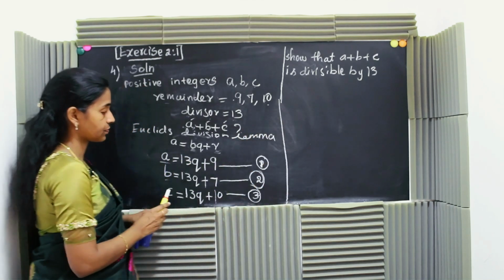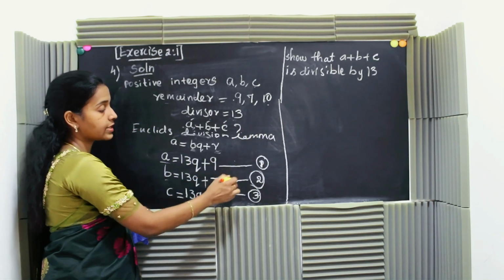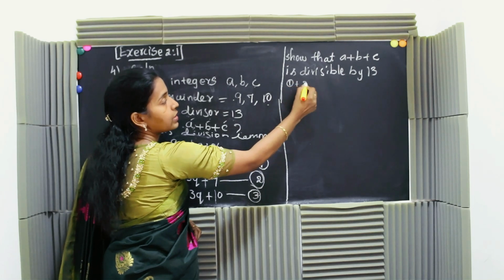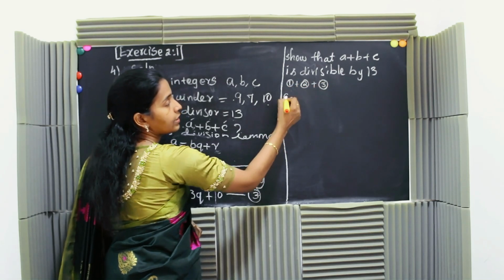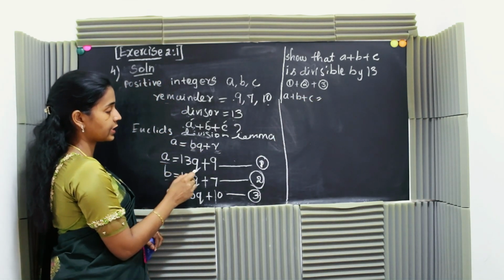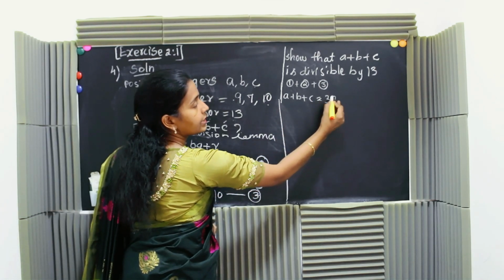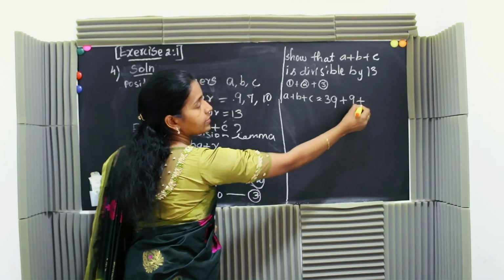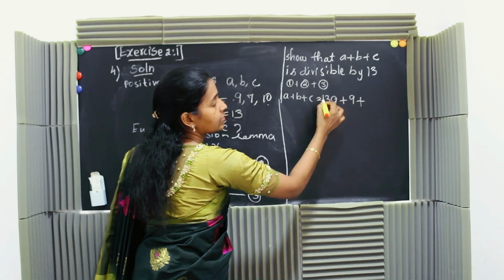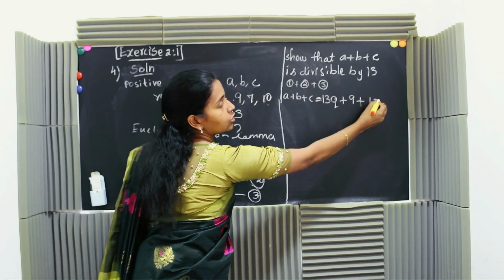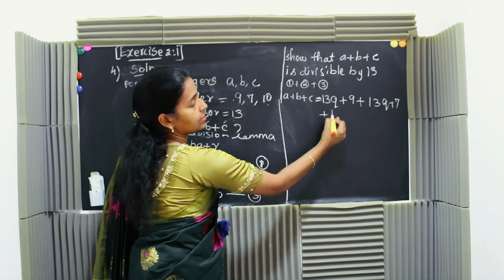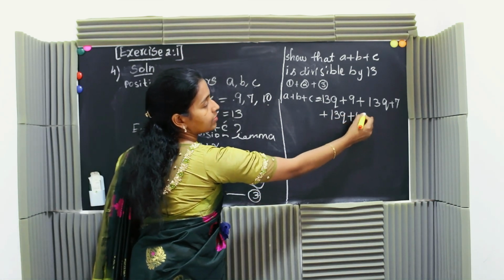So for that, I have to add all these equations, right? 1 plus 2 plus 3. So 1 plus 2 plus 3 becomes A plus B plus C, right? Here 13Q plus 9, then 13Q plus 7, then 13Q plus 10.